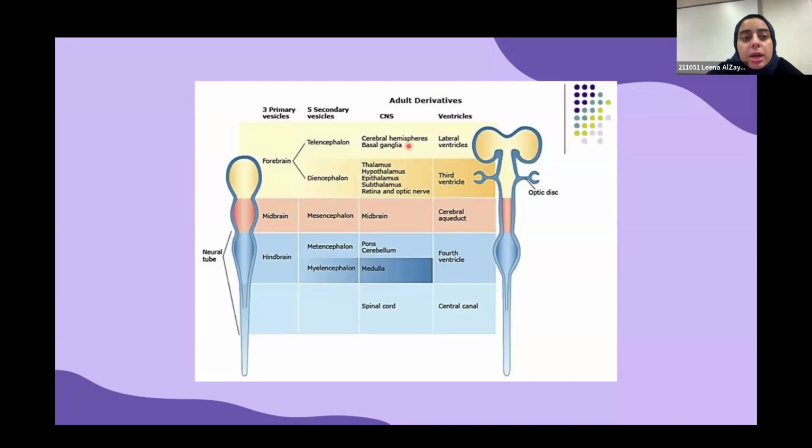Telencephalon is the cerebral hemisphere. The way I remember it is telephone. So when you put the telephone, you put it on your brain like this. You put the telephone here on the brain. So cerebral hemispheres, and you put it laterally, so you put it on the lateral ventricle.